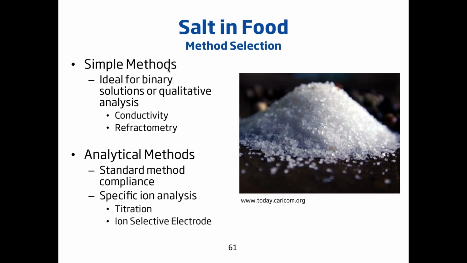So we've broken them up into two main groups. The first we'll call simple methods, which again are great for binary solutions, such as a brine that's salt and water, or they're a great qualitative indicator of salt content, and these are conductivity or refractometry. And then analytical methods. So this would typically be what you need to use if you want to comply with a standard method, if you want to use this for regulatory reporting. And these methods are going to be titration or an ion selective electrode. We're going to focus mostly today on refractometry and titration for salt measurement.